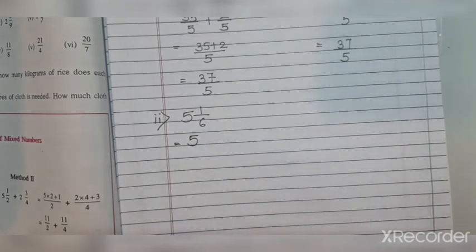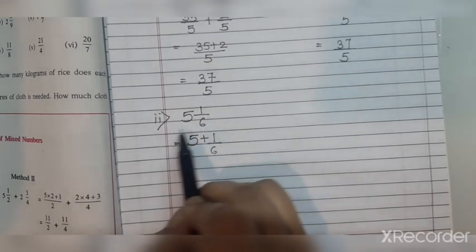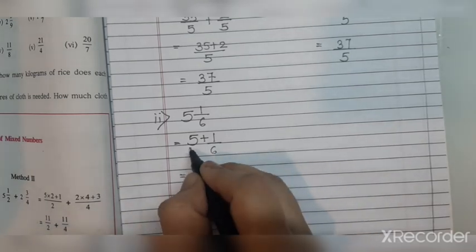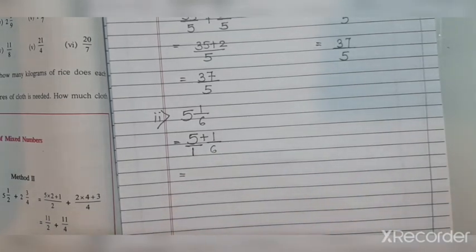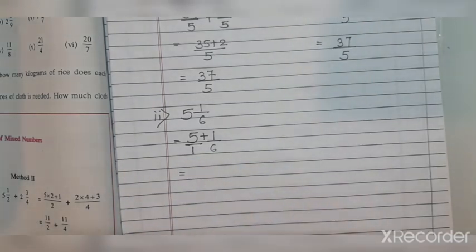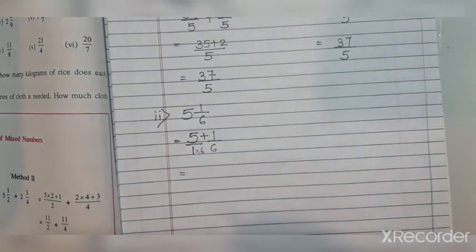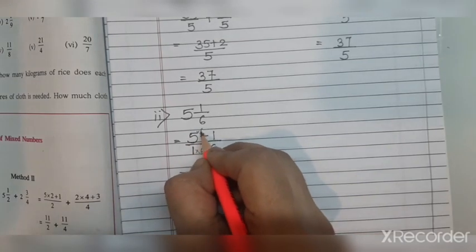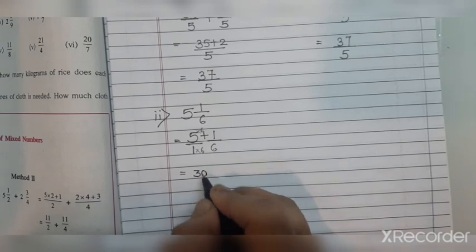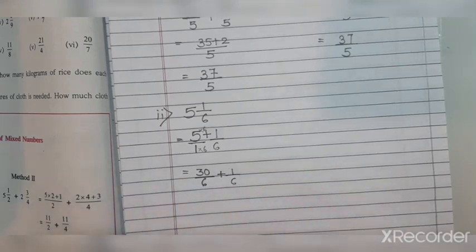5 plus 1 upon 6. We just split this with an addition sign. Now, denominator there is nothing, so that is 1. Now we have to convert this 1 to 6. If we multiply 1 into 6, we get 6. But whatever we do down, we have to do in the numerator also. So 5 multiplied by 6 becomes 30. 5 6s are 30 upon 6, plus 1 upon 6.